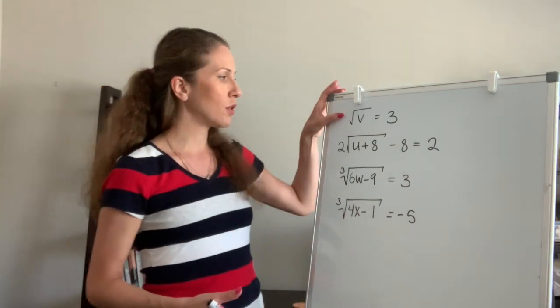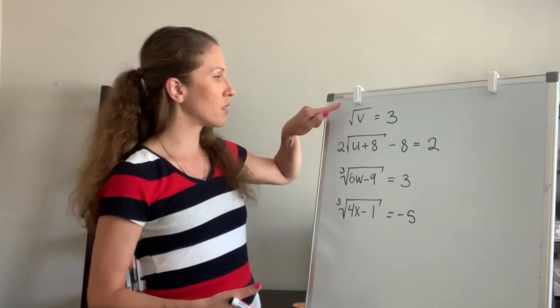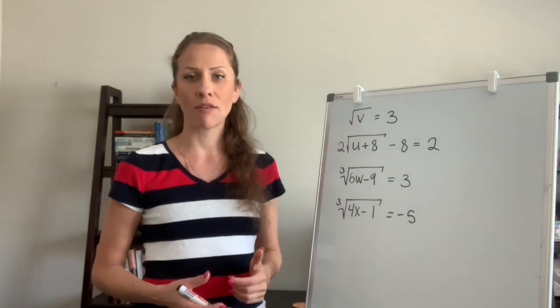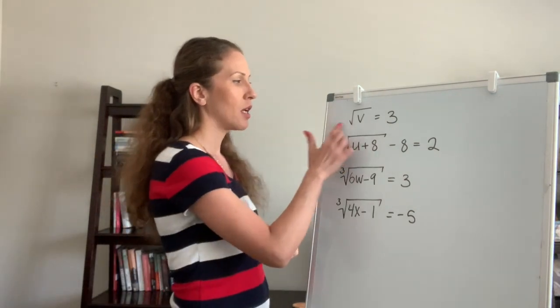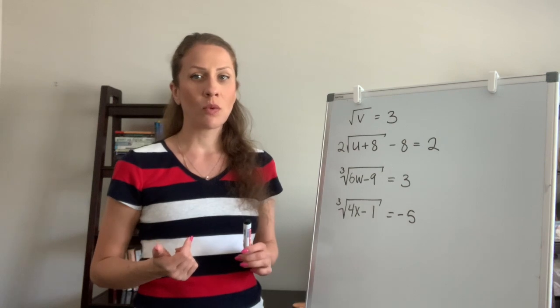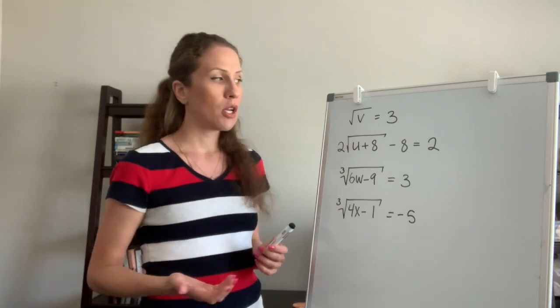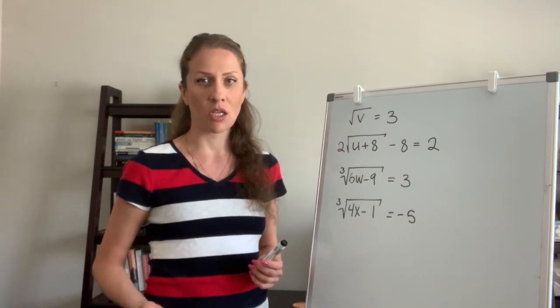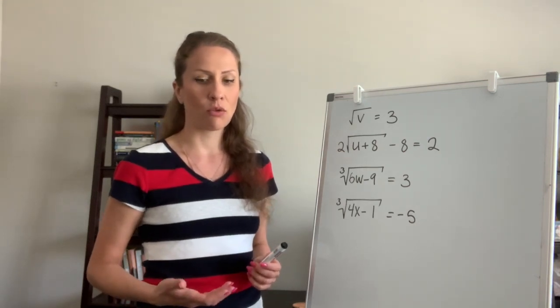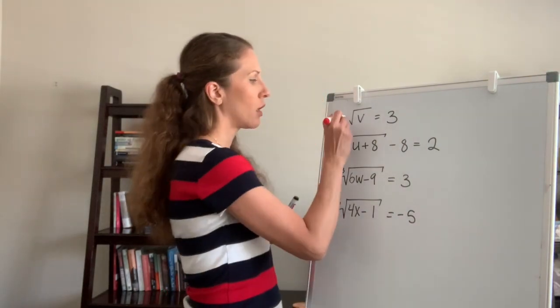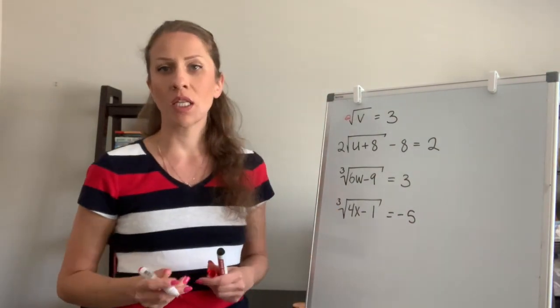If you look at this first example here, you notice that the square root of v is already by itself on the left hand side of the equal sign. There is nothing else on the same side of the equal sign, which means what's left for us to do is to apply the exponent to each side of the equation that matches the index of the root. The index of this root is 2. By default, if you're missing the index, it's a square root.